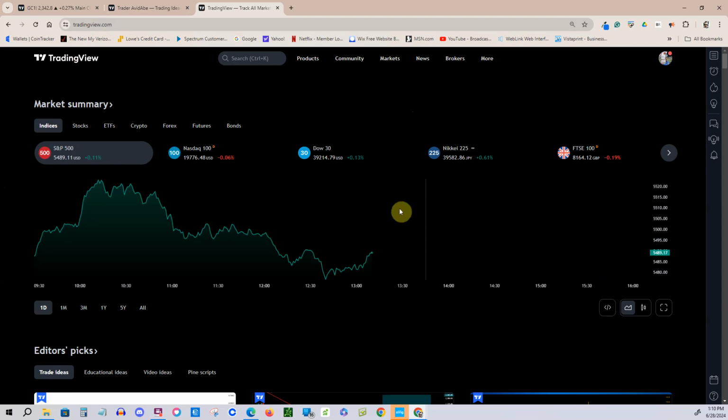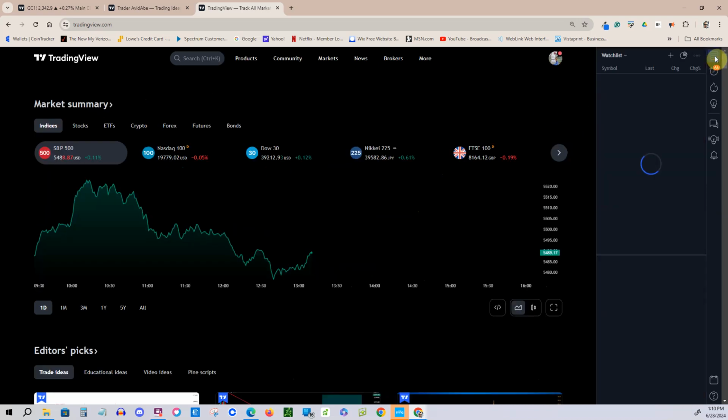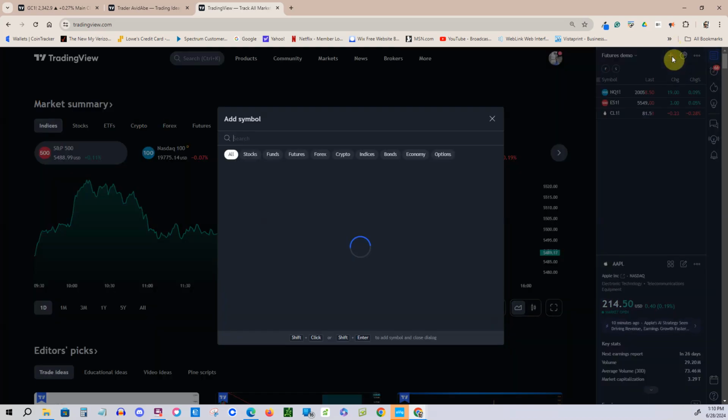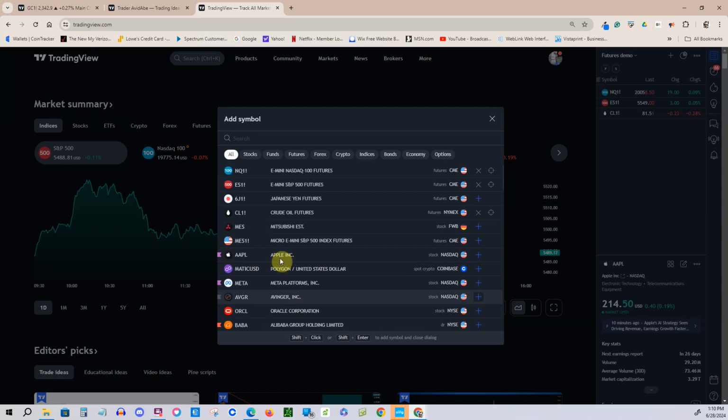So this is where you're going to find the different markets to trade. Now with a lot of prop firms, they're trading futures, which is what I trade. So the way you would set that up is if you go here to the top right hand corner, you can set up different watch lists. So if you hit the little plus button here, you can end up finding different markets to trade.